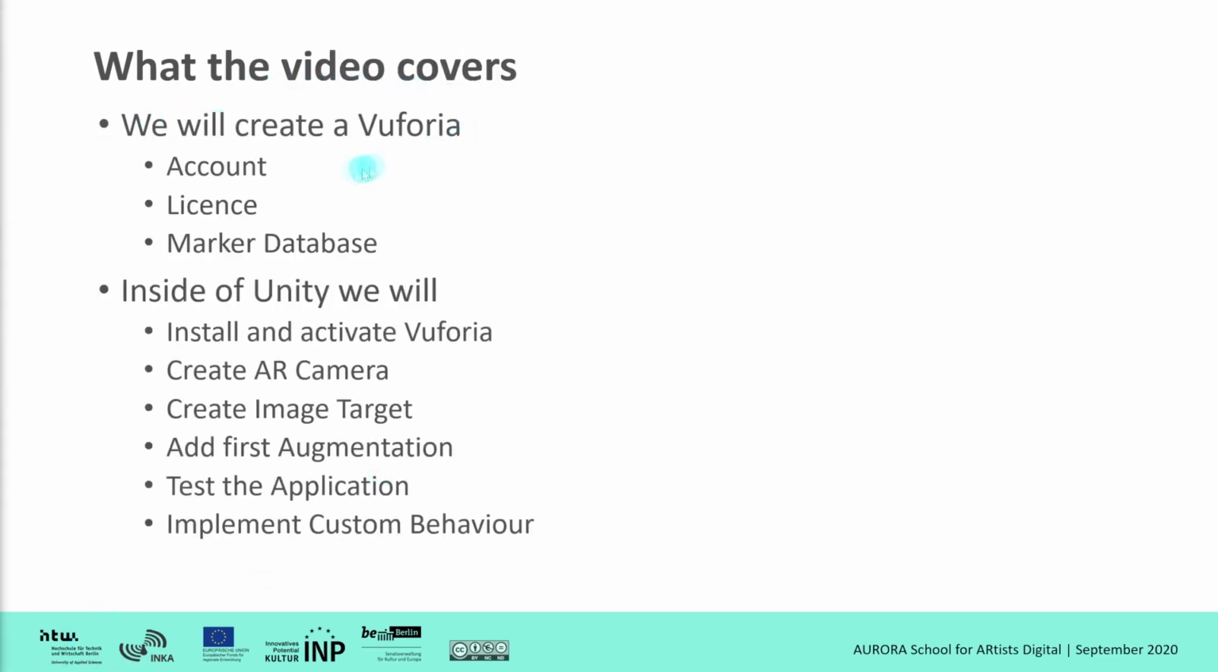So let's have a look at what we will learn in this video. We will be starting by creating a Vuforia account. Then we will create a license to be able to use our account. And in the last step, we will create a marker database for our image targets. In the next step, we will open our Unity editor and we will install Vuforia, we will activate Vuforia, and in the next steps we will create an augmented reality camera, our first image target, our first augmentation on this image target, and in the last step we will test our application. And as a little bonus, we will also implement a little custom behavior with some code. So let's jump inside our Vuforia and have a look how to do this.